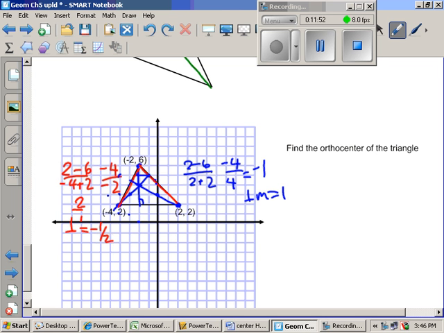Okay, don't those all look like they're making right angles? We got a right angle there, we got a right angle there, we got a right angle there. And this point right there, which is negative 2, 4, is my orthocenter. Okay?